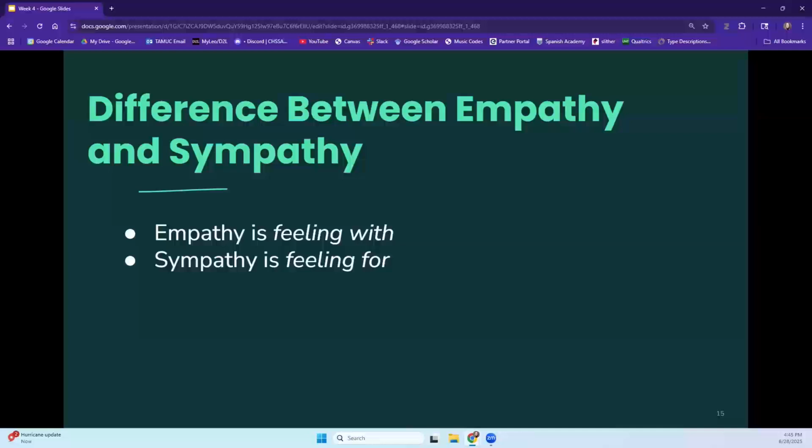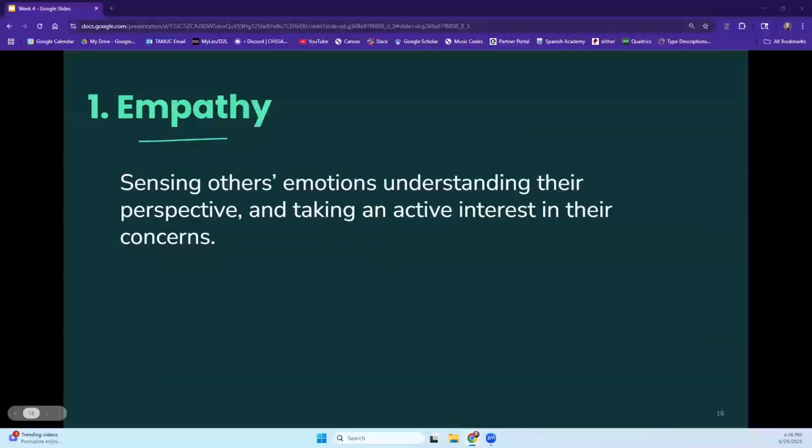Sympathy, on the other hand, is feeling for someone. So notice the distinctions of the prepositions here. Feeling with someone is empathy, feeling for someone is sympathy. Sympathy is more like saying, that sounds really hard. Sorry you're going through that. But from a bit of a distance, right? You care, but you're not necessarily stepping into their shoes. You're not climbing down that ladder.